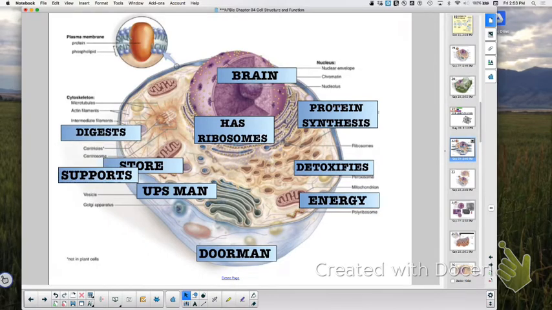Remember the churros? Oh, we don't know about the churros, right? Remember the churros are the centrioles. There's two of them. They're perpendicular to each other. They have nine sets of three.